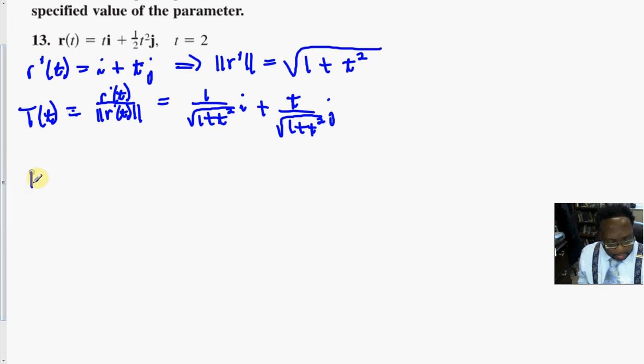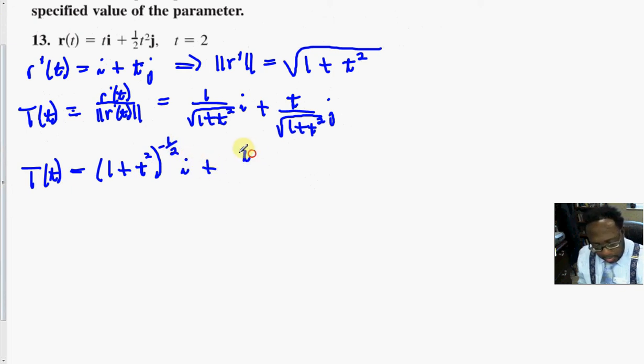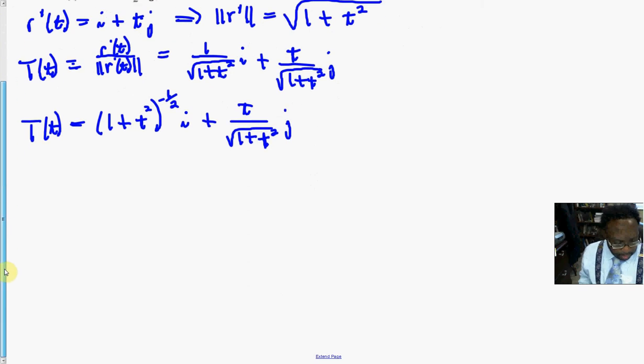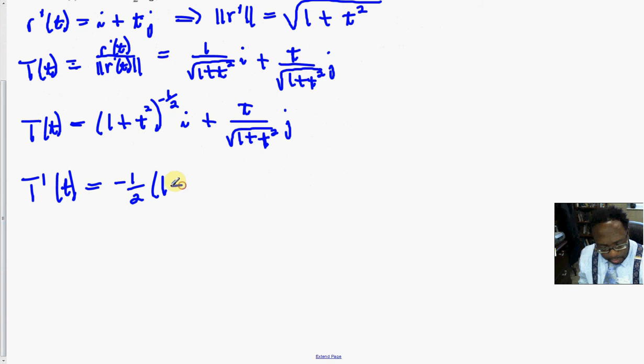So to find its derivative, we rewrite this tangent vector, in particular for that first term. I'm going to just write this as 1 plus t squared to the negative 1/2 times i plus t all over the square root of 1 plus t squared j. Now we find its derivative, T prime of t. There's a lot of work there. The first term becomes, by the power rule, negative 1/2 times 1 plus t squared to the negative 1/2 minus 1, negative 3/2, times the derivative of the inside, 2t i.